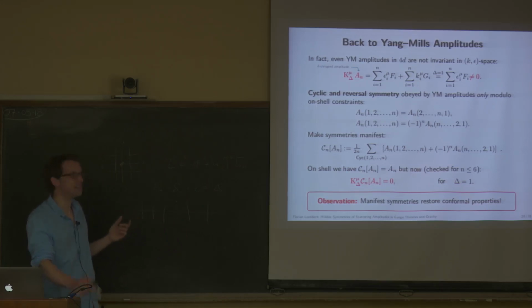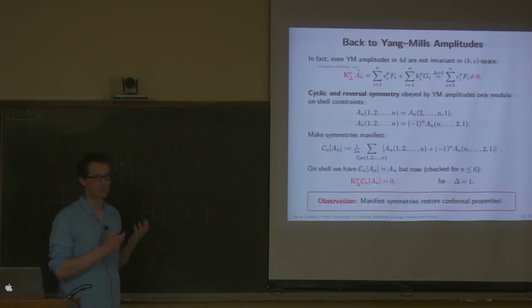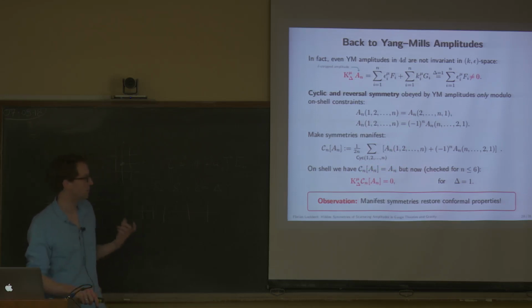And one guess could be that it helps to make these symmetries manifest. So to really define an object Cn, where I simply sum over all the permutations manually, so that I don't have to use on-shell constraints anymore to see that the amplitudes have this symmetry. And on-shell, since these are all symmetries, I have that this object is actually the same as my original expression for the amplitude.